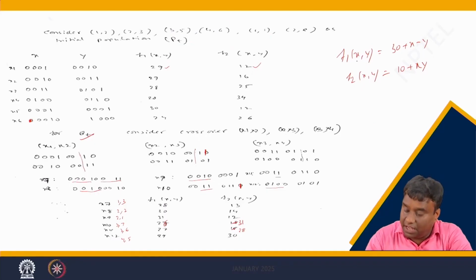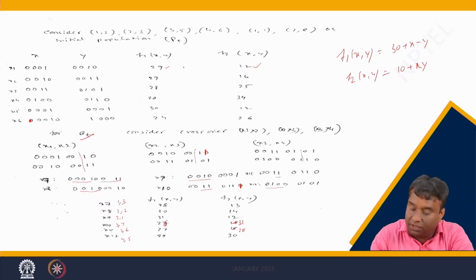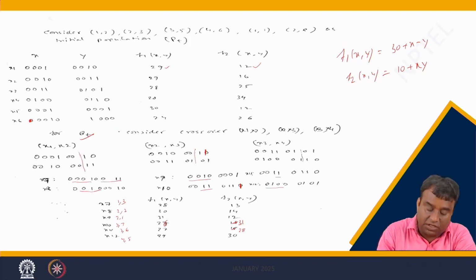So f1(x,y) is 30 plus x minus y, f2(x,y) is 10 plus xy. Our x for x1 is 0, 0, 0, 1, so encoding it is 0, 0, 0, 1. For 2, 0, 0, 1, 0. So in this way we have done all the encoding. So f1 is 30 plus 1 minus 2, that is 29, and f2 is 10 plus 2, that is 12. So in this way we have calculated all the values.